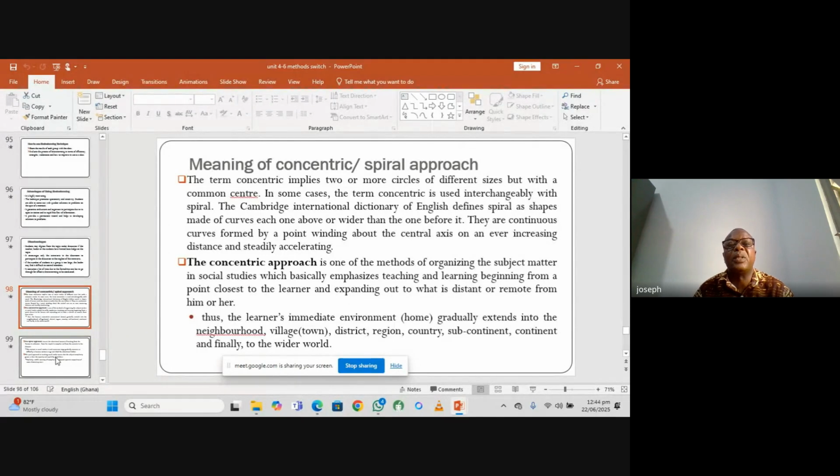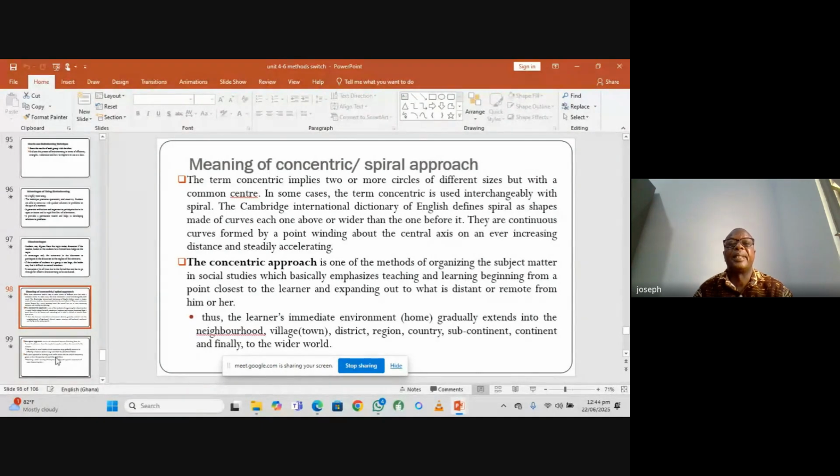Then we have two important concepts, concentric and spiral approaches in the design of curriculum, and also so far as teaching and learning is concerned. When I talk of the concentric approach, it implies two or more circles of different sizes, but with a common center. In some cases, the term concentric is used interchangeably with spiral.